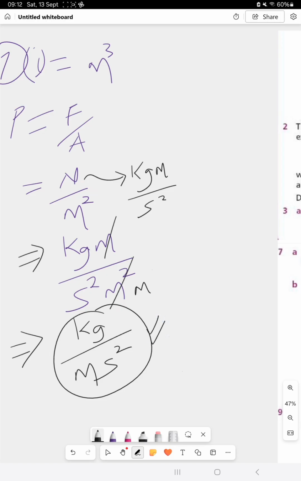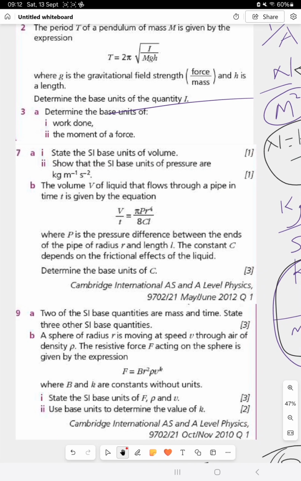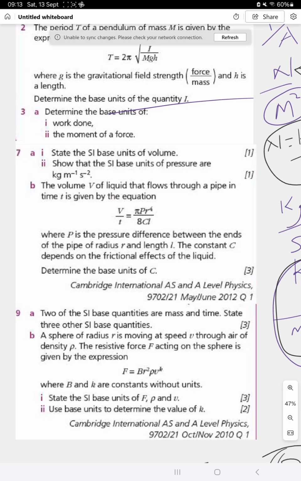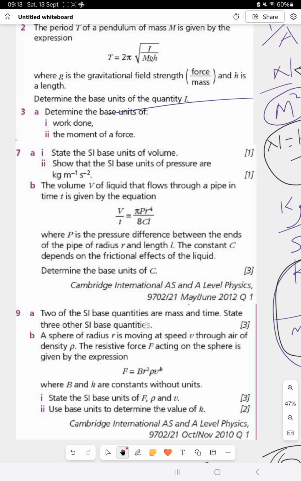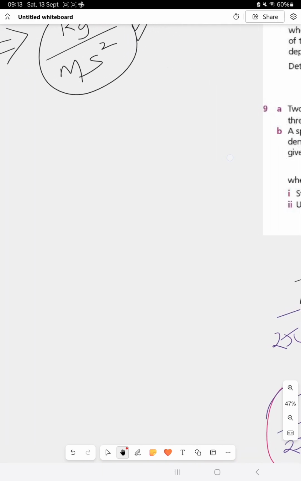Let's go to the other question, part 3 now. Part 3 says, the volume V of liquid that flows through a pipe in time t is given by the equation V over t is equal to pi p power 4. Let me write this one here.